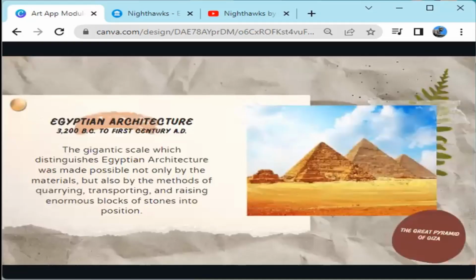Isa sa mga, of course, architecture that stands over time is yung Pyramid of Giza. It is a gigantic scale, no? With its gigantic scale, it distinguishes now that the Egyptian architecture was made possible not only by materials but also by a method of acquiring, transporting, and raising enormous blocks of stones into position.